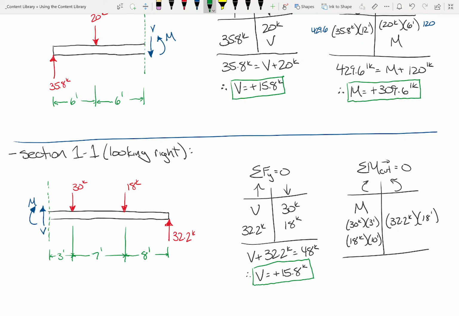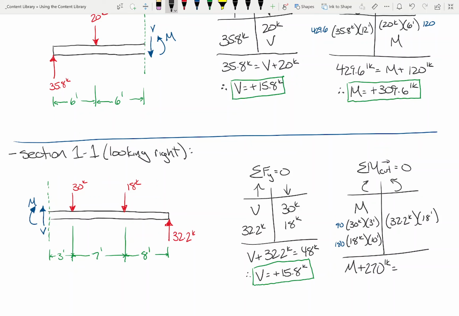All right. 30 times 3 is 90. That's 180. What is 32.2 times 18? You forgot the number. Oh, 270. Yep, that's right. Thank you. I did it in my head, but I just didn't write it.